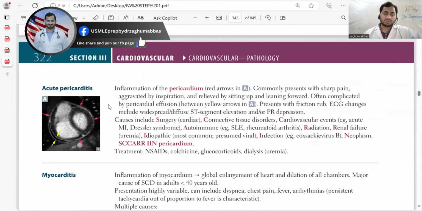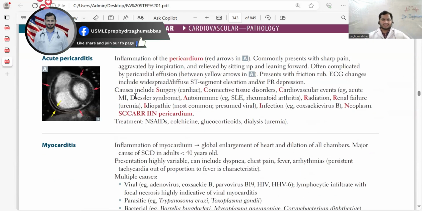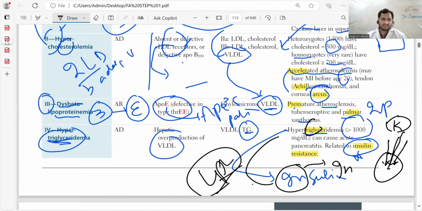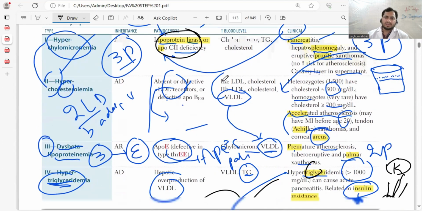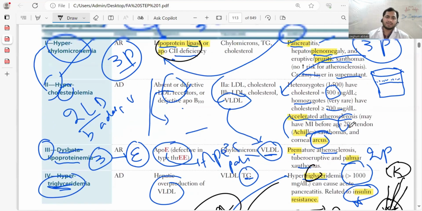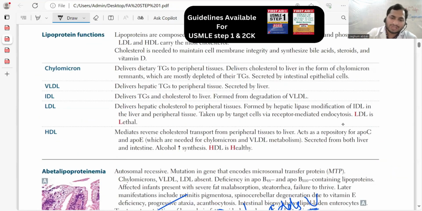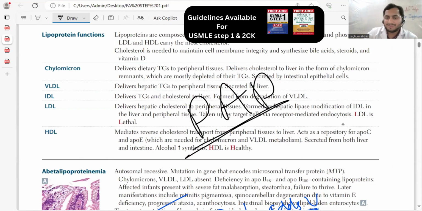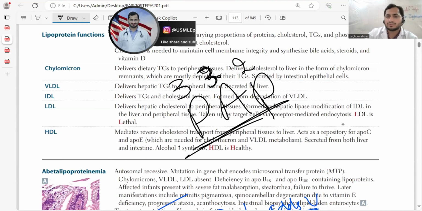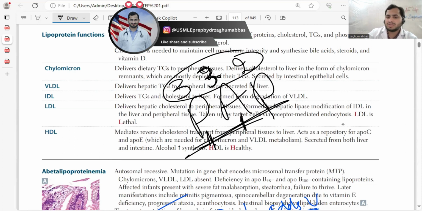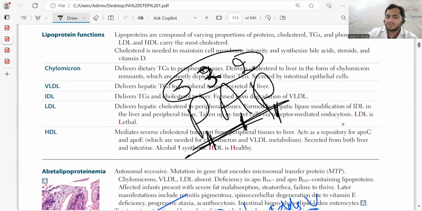I will send another link to cover acid-base disorder. So, guys, I'm just repeating the whole point. Type 1 is chylomicron, 2 is LDL, 2B is VLDL, 3 is E, 4 is more VLDL. The mnemonic I also gave: 3P, 3A, 2P. If you are Indian or Pakistani, you know the word pop. So 3P, then 3A, then 2P. We are done.